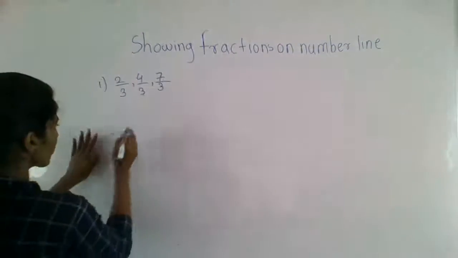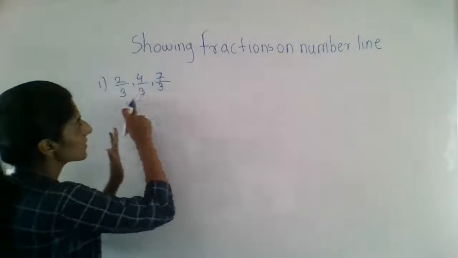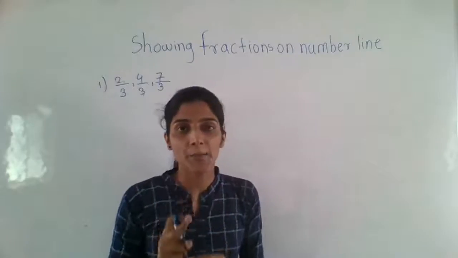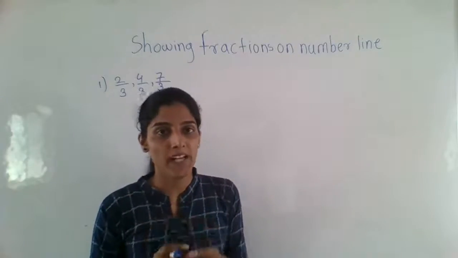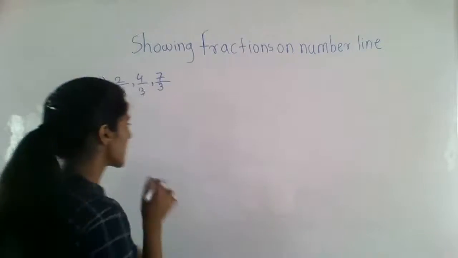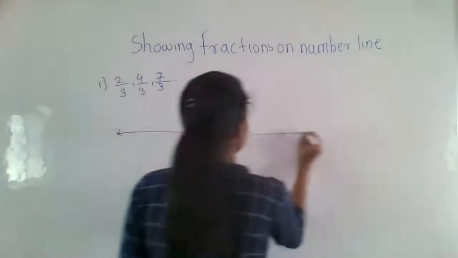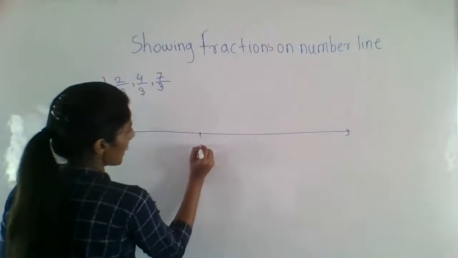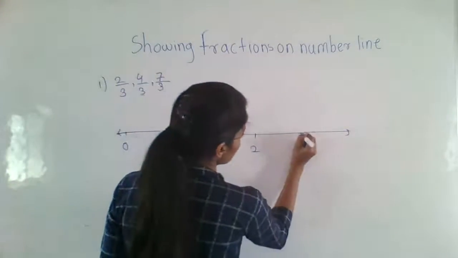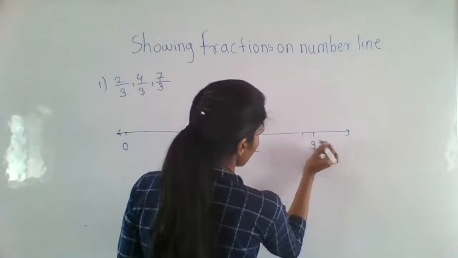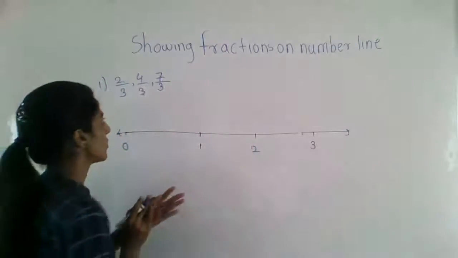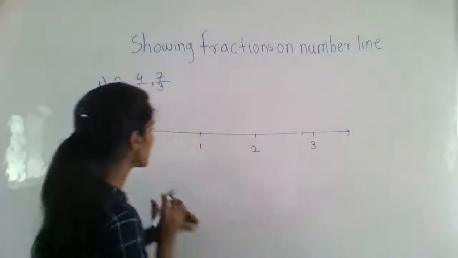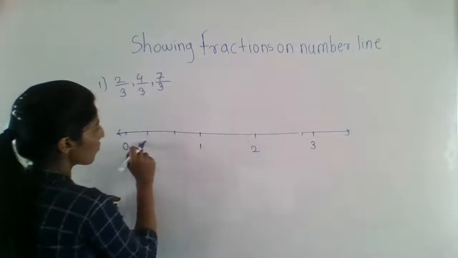So see, first the denominator is 3, which means divide each unit of the line into 3 equal parts. So first we will draw the line. It is 0 here. Suppose 1, 2, 3 or whatever it may be, it goes on. Okay. Now divide each unit into 3 equal parts. So divide this 1, 2, 1, 2, 3.